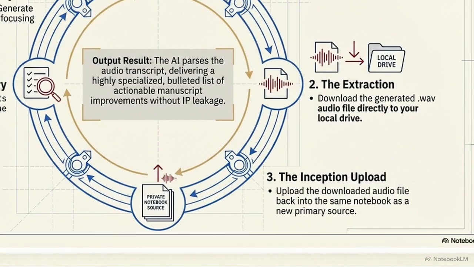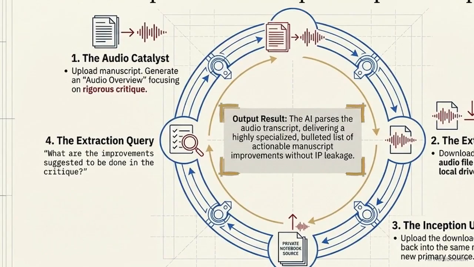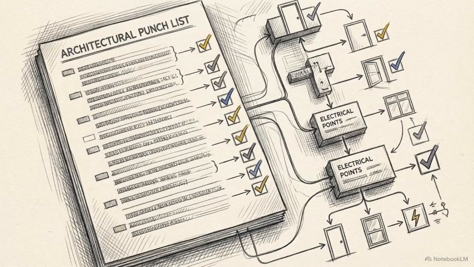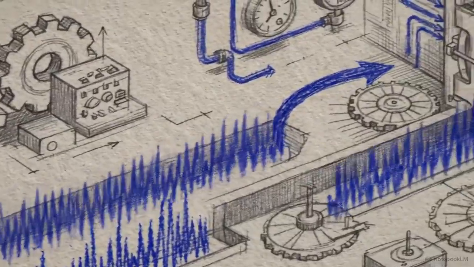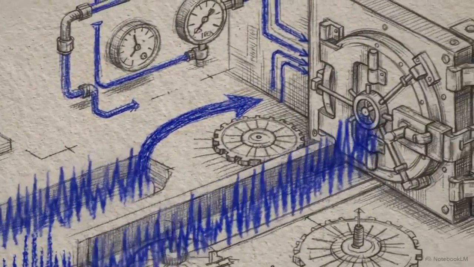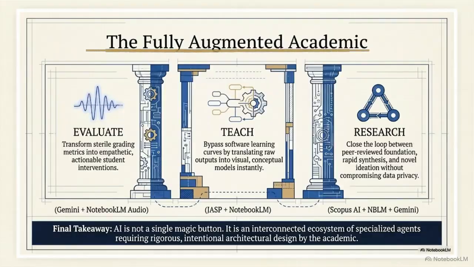With the critique digitized, the researcher queries the AI to parse its own audio transcript and isolate improvements. The output is a highly specialized bulleted list detailing actionable revisions to the methodology and structure. By treating the conversational critique as raw data in the closed loop, the researcher achieves elite peer review simulation with zero IP leakage.